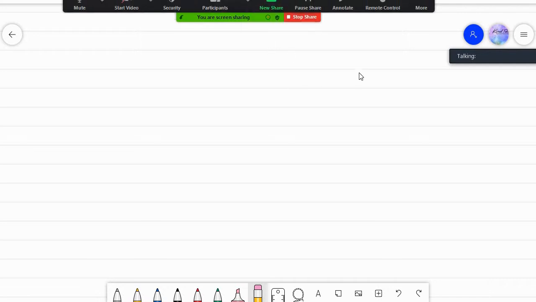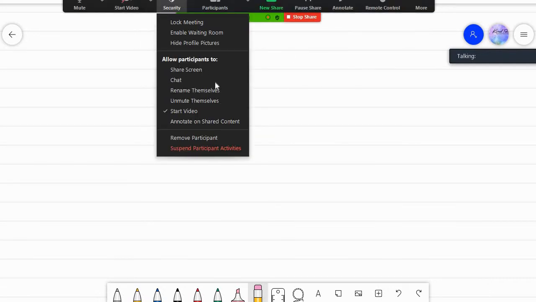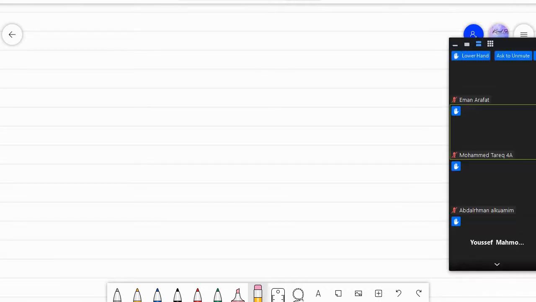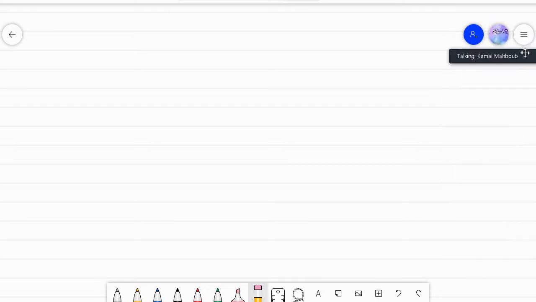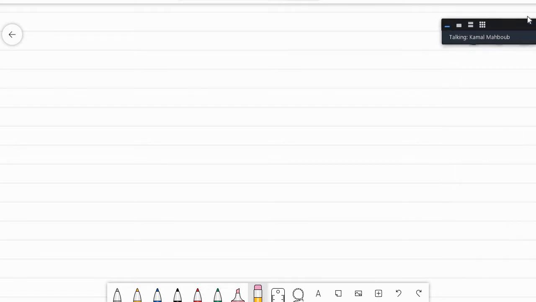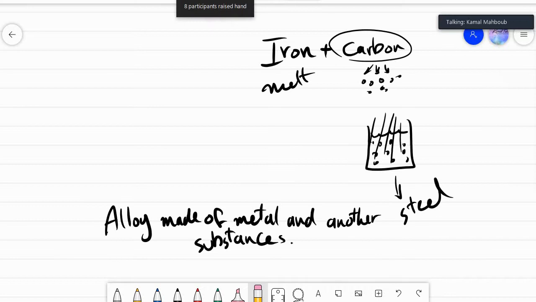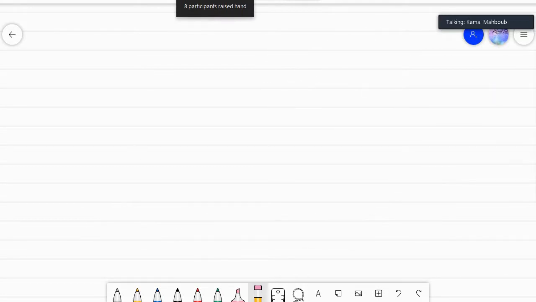Okay guys, today inshallah we have a new lesson. We will talk about the physical and chemical property, and also we have another kind of solution. Okay, now at the beginning let me ask you some questions about physical and chemical change. If you remember, what is the difference between physical change and chemical change?